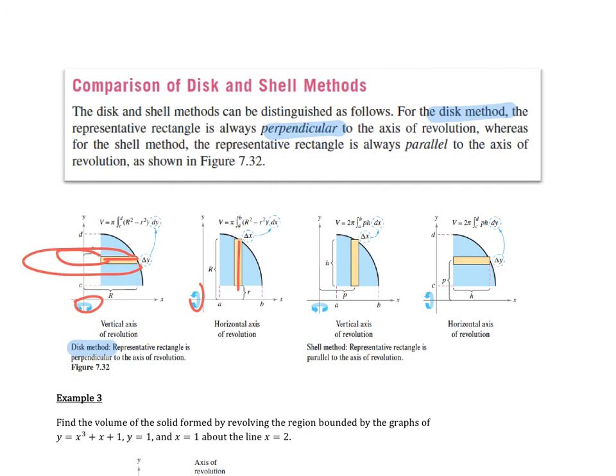But the shell method is going to be reversed. The line that we choose or the rectangle that we choose is going to be parallel to the line of revolution. So if we're going around the x-axis, we're going to be talking about a horizontal reference line, something like that. That's a pretty sad cylinder. But that's the idea: parallel for the shell method, perpendicular reference line or reference rectangle for the disc method.